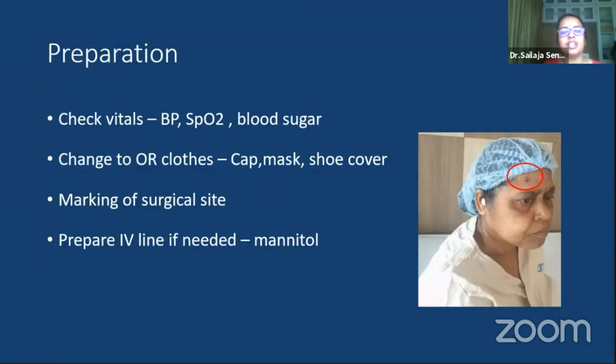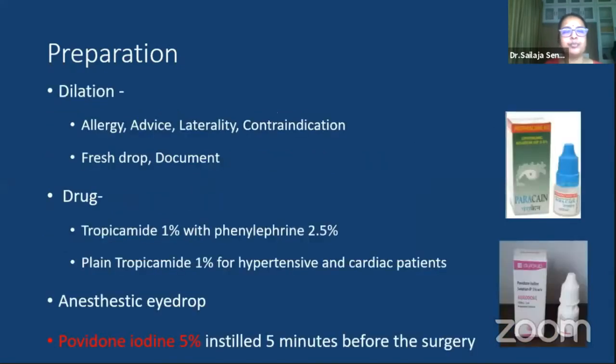If there are additional drugs to be given, like mannitol, then you need to prepare a line and administer the drug before shifting the patient, taking care that the patient has used the washroom before entering the OT. Almost all ophthalmic surgeries need dilatation. So before we do dilatation, you need to check for allergy, and check for the eye in which the surgery is advised. If the patient is put up for trabeculectomy, obviously you don't want to dilate the pupil there. So a note should be clearly written and highlighted so that such mistakes are not committed by the nursing staff.